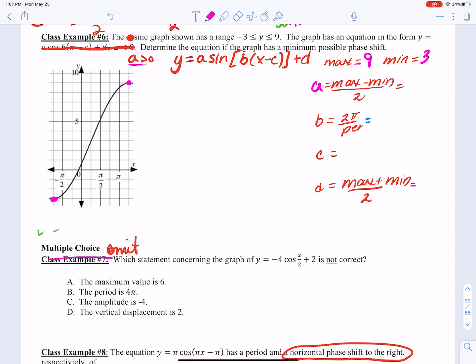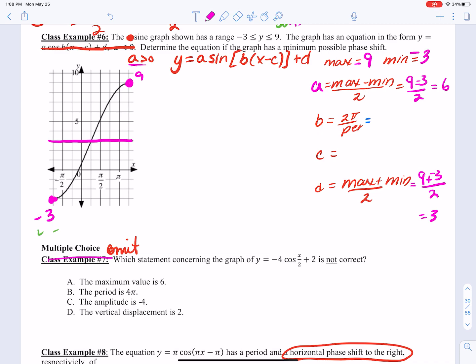All right, let's go through class example number 6. I have a max value of 9 and a min value of -3. So let's find our A value and our D value. A is going to be 9 minus -3 divided by 2, which is 6. And my D value is going to be 9 plus -3 divided by 2, which is equal to 3. So my midline happens at 3. I'll draw that in right away.